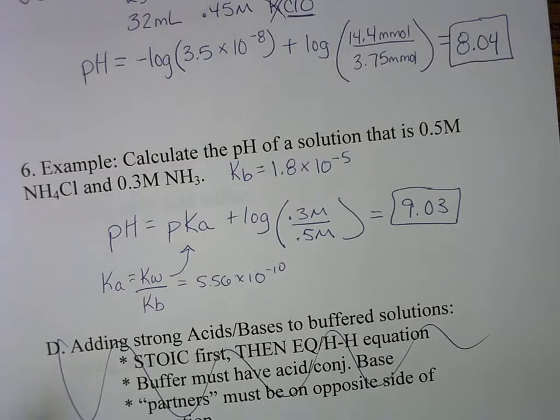So, would we be able, instead of doing Ka equals Kw over Kb, to do 14 minus negative log Kb? That just didn't work out. Oh, yeah. So will that work every time? Yes, it should. Okay.